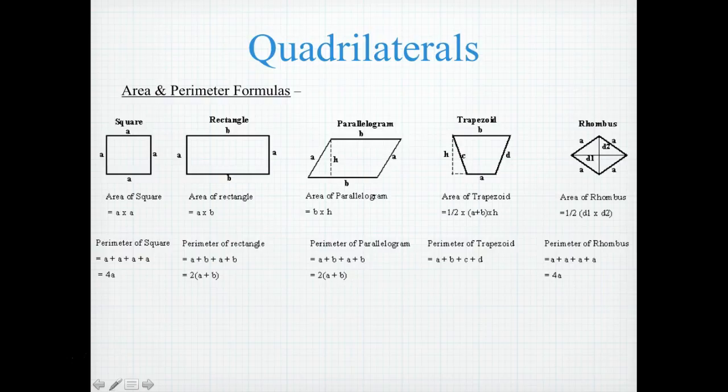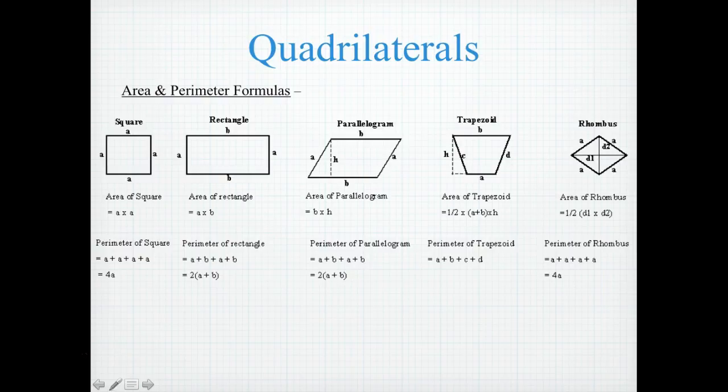Again, for a parallelogram, same as a rectangle, we take base times the height. The perimeter is also the same. There's 2 a's and 2 b's, so to find the perimeter of a parallelogram would be 2 times the sum of a plus b. Trapezoid is a little bit different. To find the area of a trapezoid, we take 1/2 of a plus b times the height. And for the perimeter of a trapezoid, since all four sides sometimes are of different lengths, we just take a plus b plus c plus d.